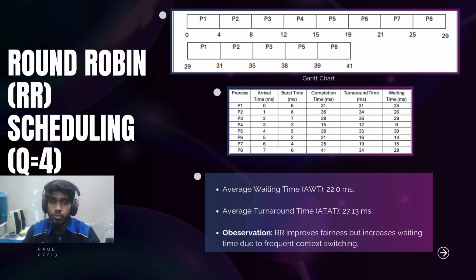And then it goes to process 5, 6, and since 6 is smaller than quantum 4, it will be done. And then it goes to 7, because 7 has 4 milliseconds of burst time and the quantum is 4, process 7 is done on the first run too, and then it goes to process 8.